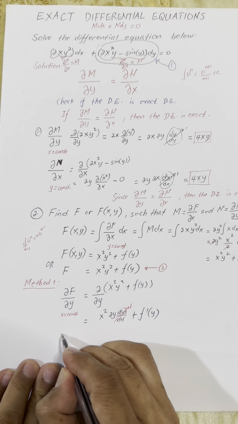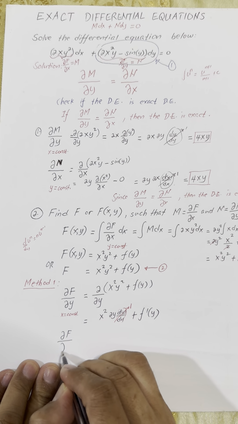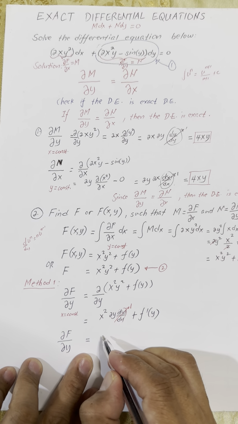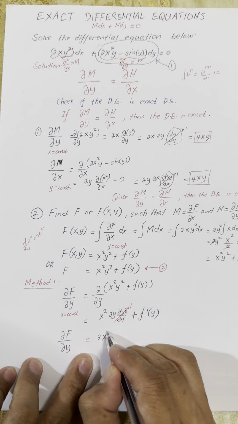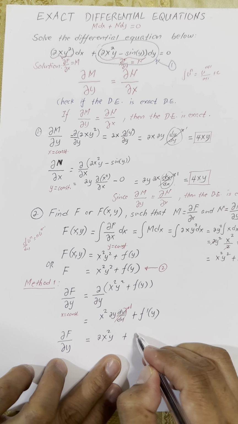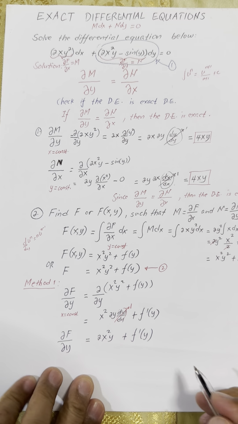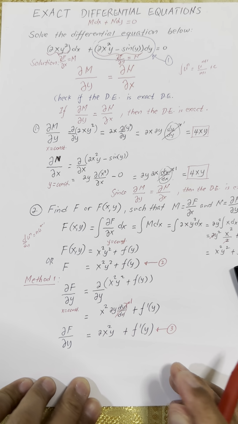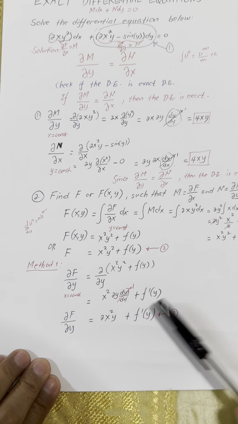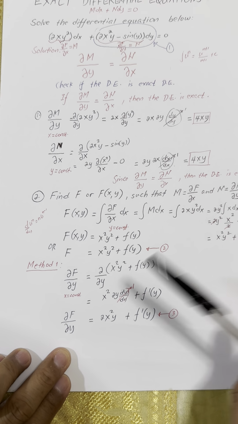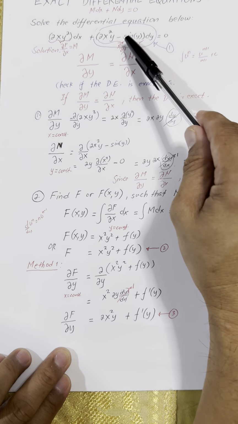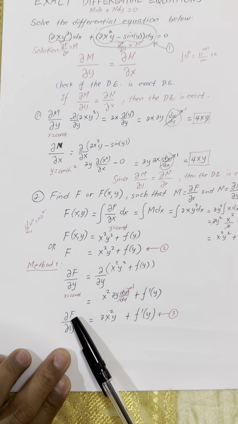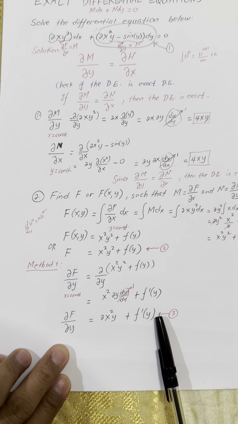So our partial derivative of f with respect to y, rearranging, is equal to 2x squared y plus f prime of y. Let's call this equation 3. Now if you look at equation 3, take note that equation 1 is also our partial derivative of f with respect to y. So we can equate these.